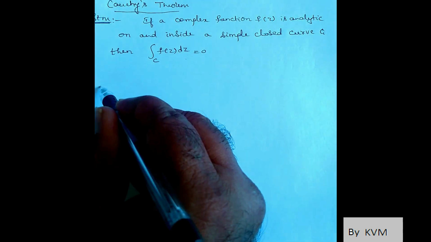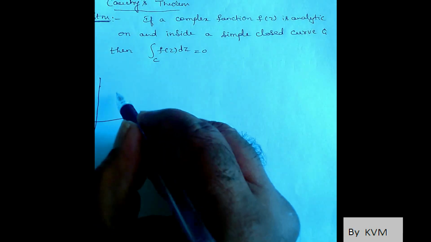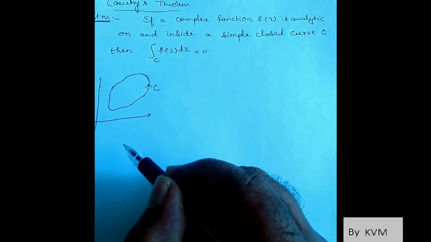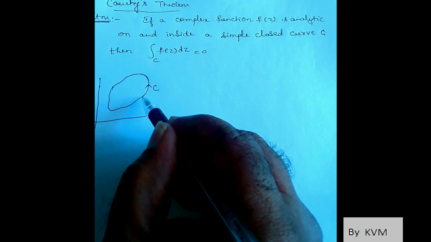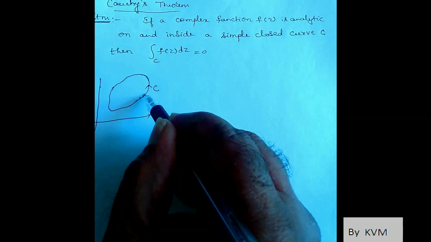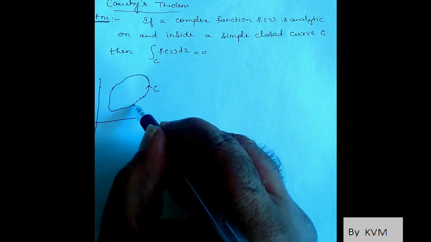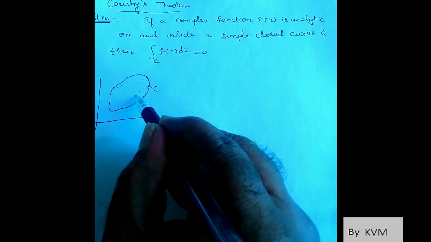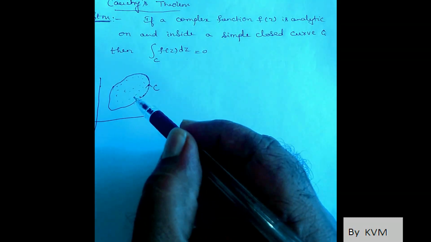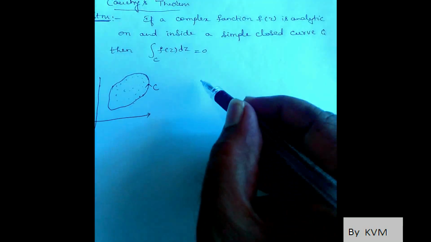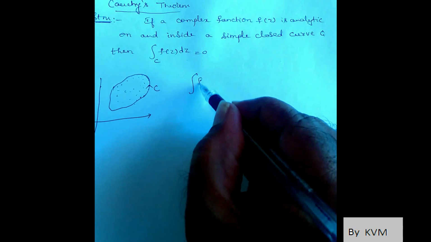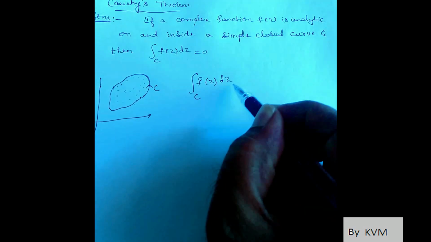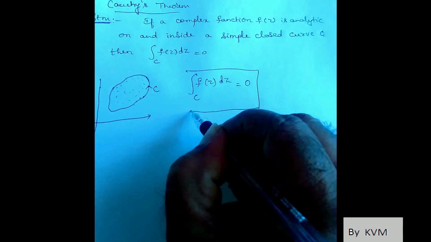That is, by drawing the figure, if you take any closed curve C, if the function f of z is analytic at each and every point which lies on the curve C, and also at the points which lie inside the curve C, then the value of this integral of f of z dz is always 0.